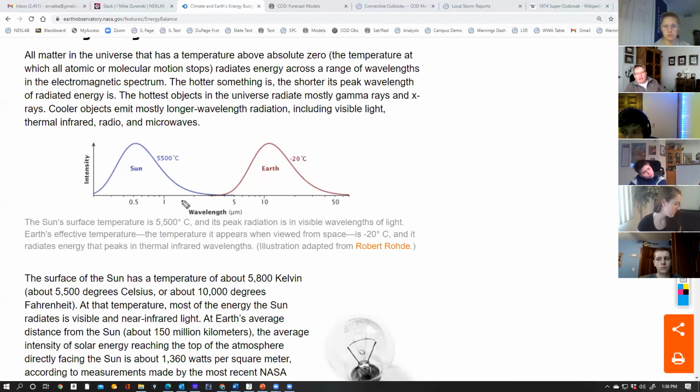The hotter something is, the shorter its peak wavelength of radiated energy. What did we call this sentence here? The shorter the peak, what do we call the peak wavelength of radiated energy? Isaac.